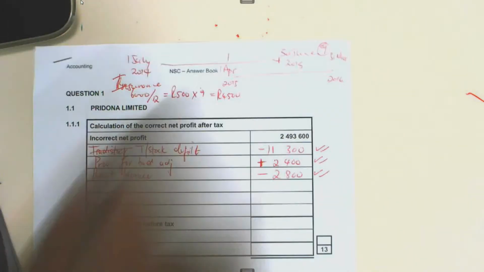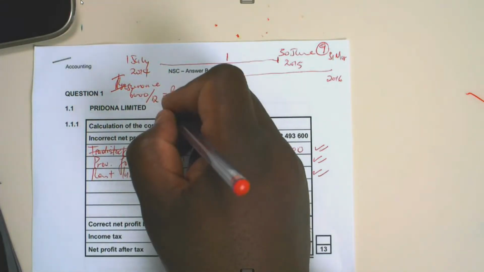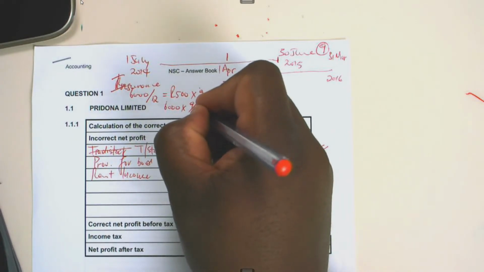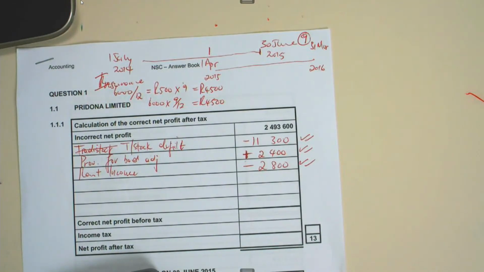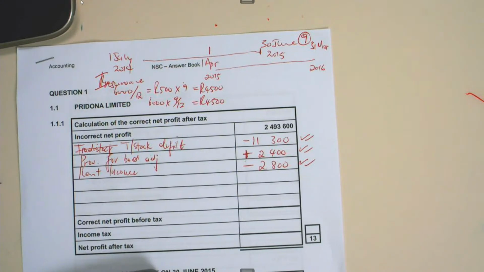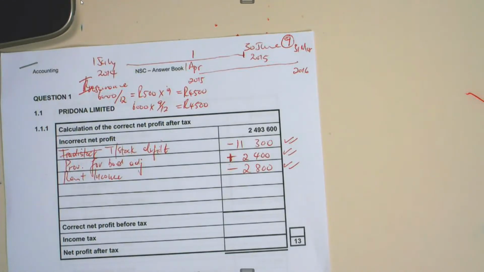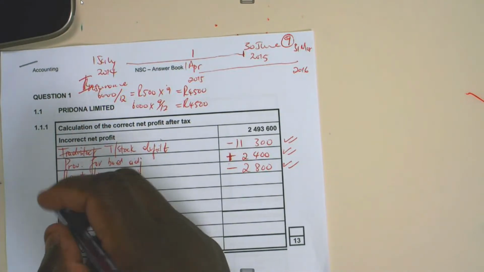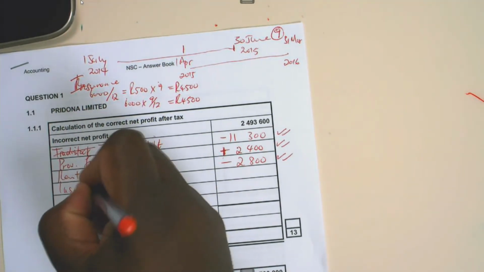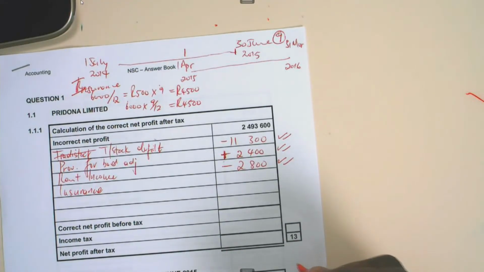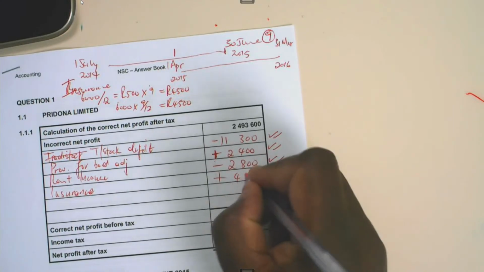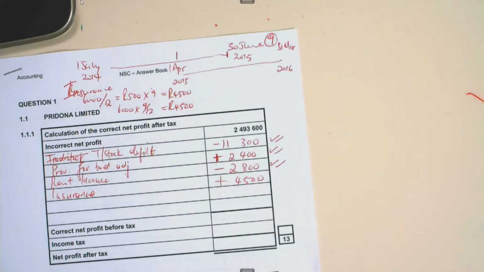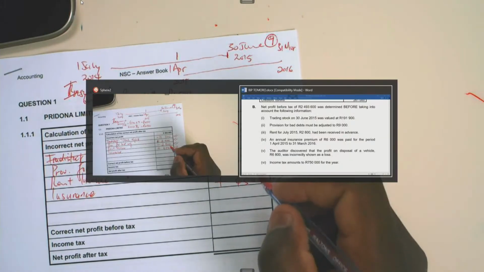So now you times by 9, you'll get 4,500. Or alternatively, you can say here 6,000 times 9 divided by 12. You'll still arrive at 4,500 rand. Remember, I said to you, what they did here, they've subtracted the whole amount of 6,000. That is why now we must add back the 4,500 rand. Right. Let's go to the next question.